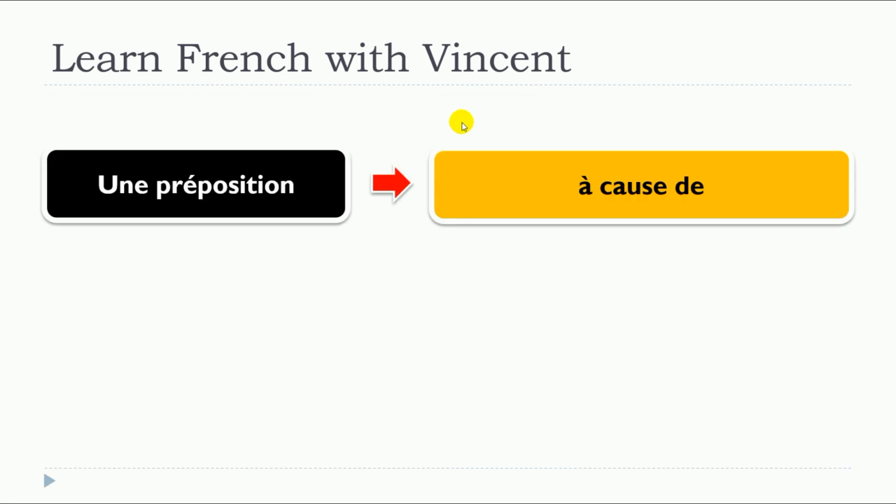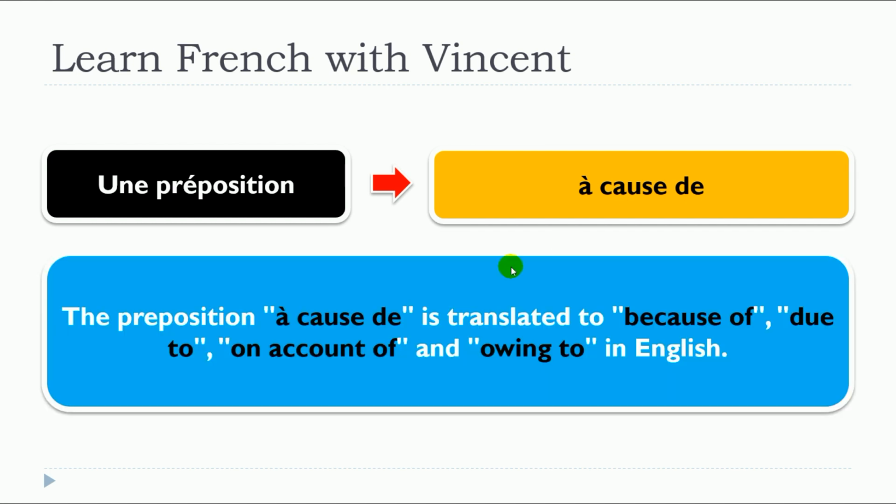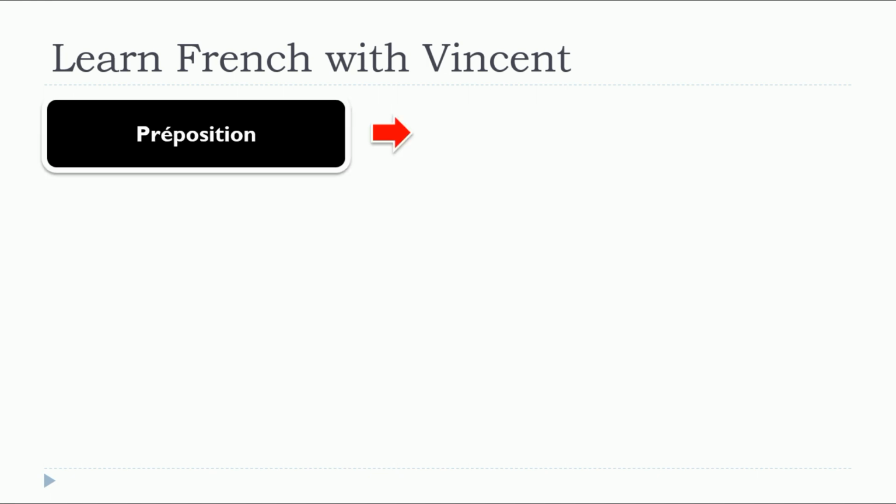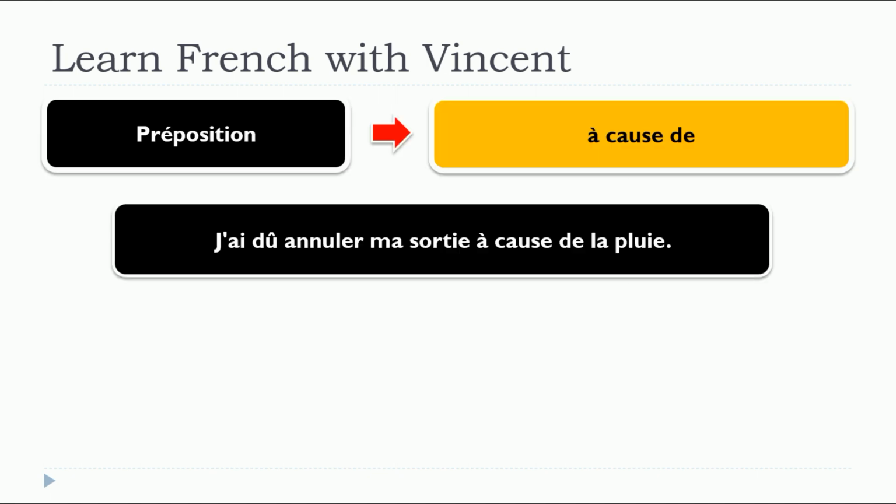So this lesson is about à cause de, and the preposition à cause de is translated to because of, due to, on account of, and owing to in English. And we will see 4 examples with à cause de.